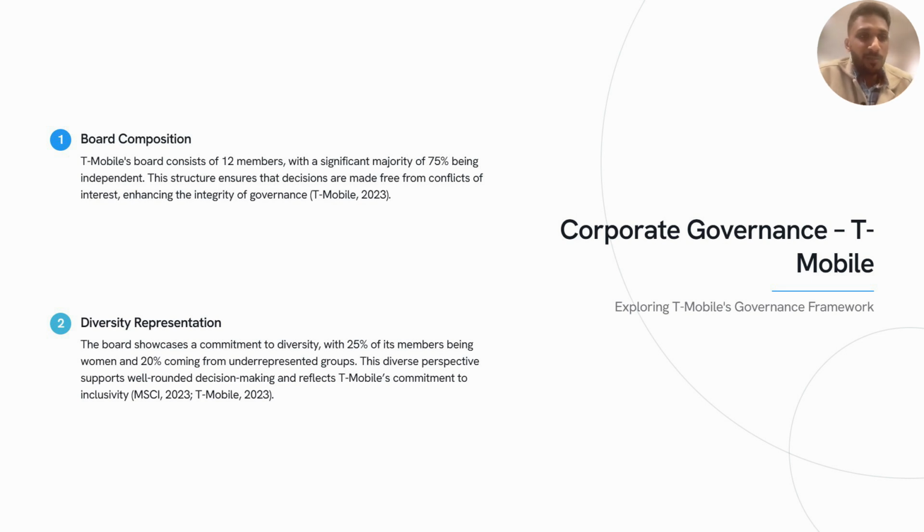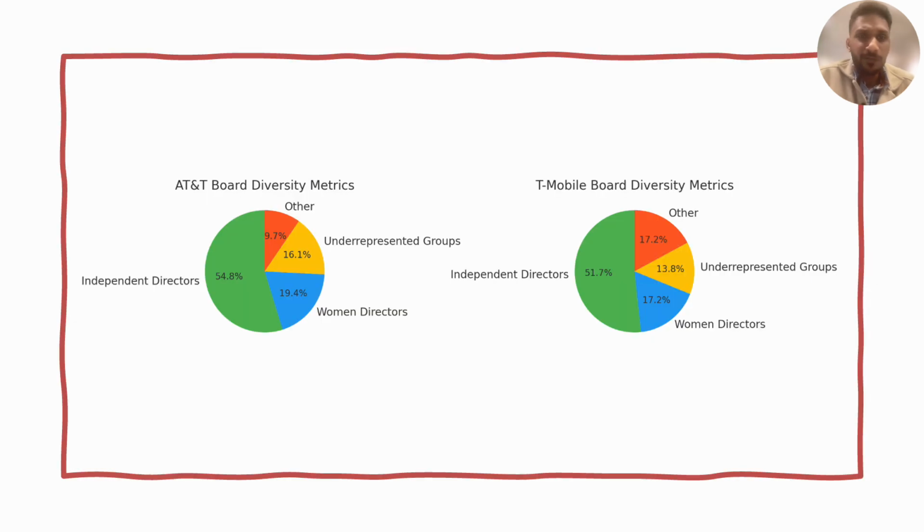The board composition: T-Mobile's board consists of 12 members with a significant majority of 75% being independent. This structure ensures that decisions are made free from conflicts of interest, enhancing the integrity of governance. Diversity representation: the board showcases a commitment to diversity with 25% of its members being women and 20% coming from underrepresented groups. This diverse perspective supports well-rounded decision making and reflects T-Mobile's commitment to inclusivity. Here we can see a visual representation of the board diversity metrics of both AT&T and T-Mobile.